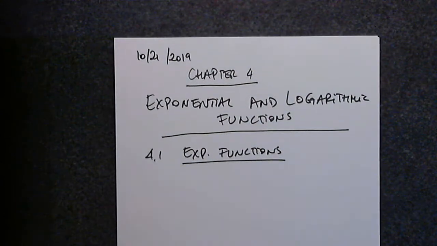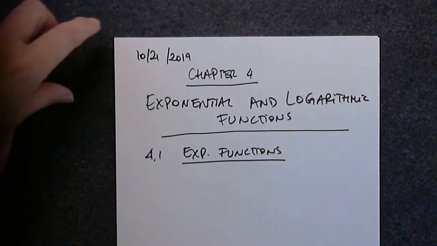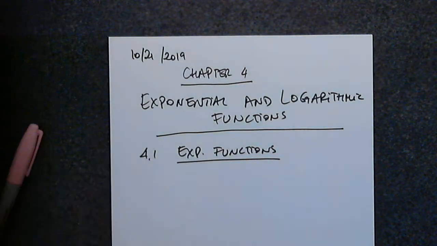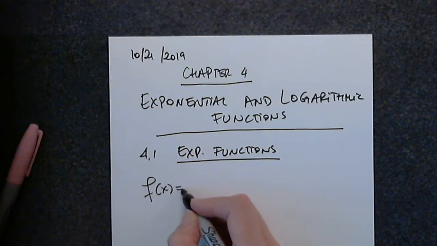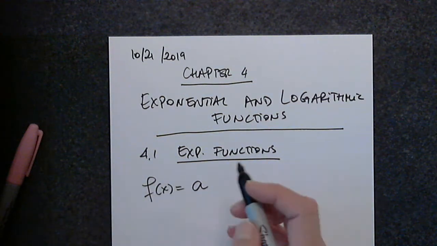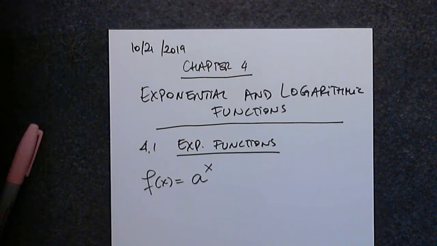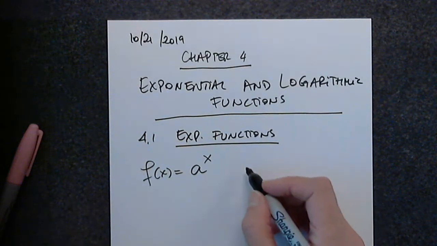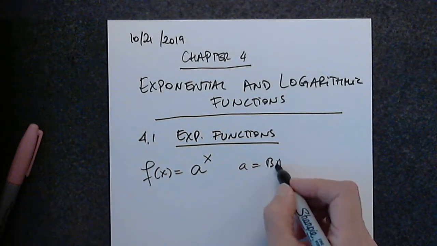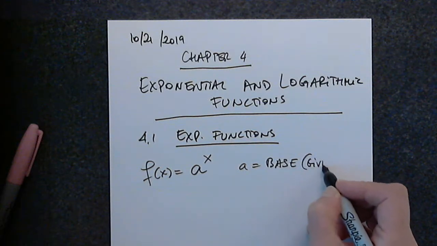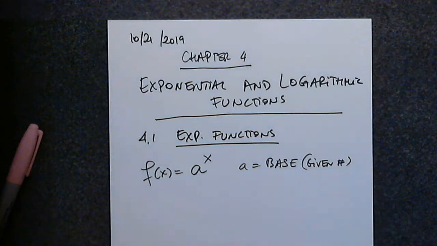Why do you think they're called exponential? The exponent is the variable. That's why. So here is a, which is a given number, and x is the variable. So a is the base. Given number. It's just a simple number.